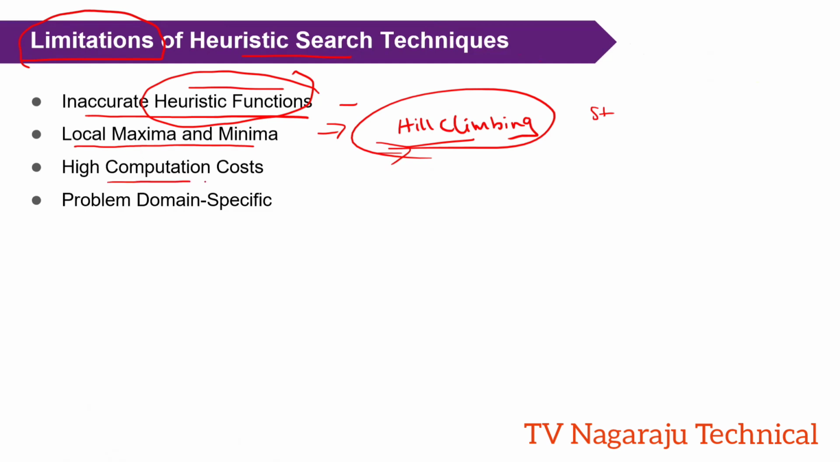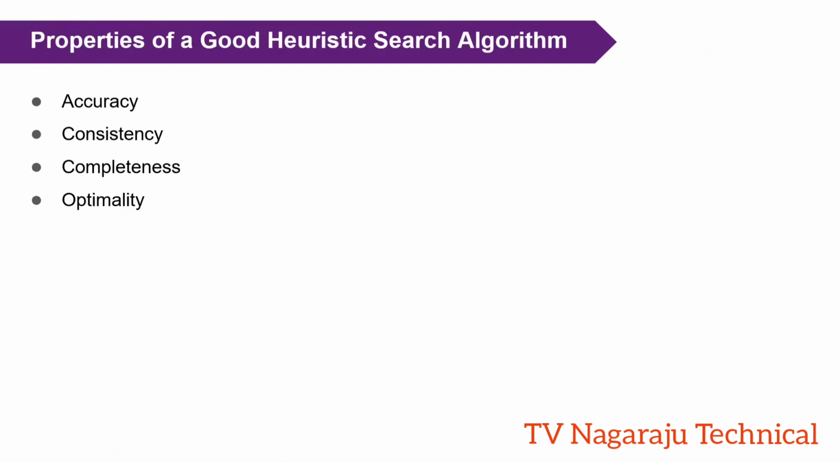And high computation cost. Suppose the search space is very large, anyway, it reduces the time, but the cost is very high. If the data set is large, obviously the cost is also high. And the most important, problem domain specific. Suppose you selected one heuristic function specific to some problem, but it is not applicable to other types of problems. These are the main limitations.